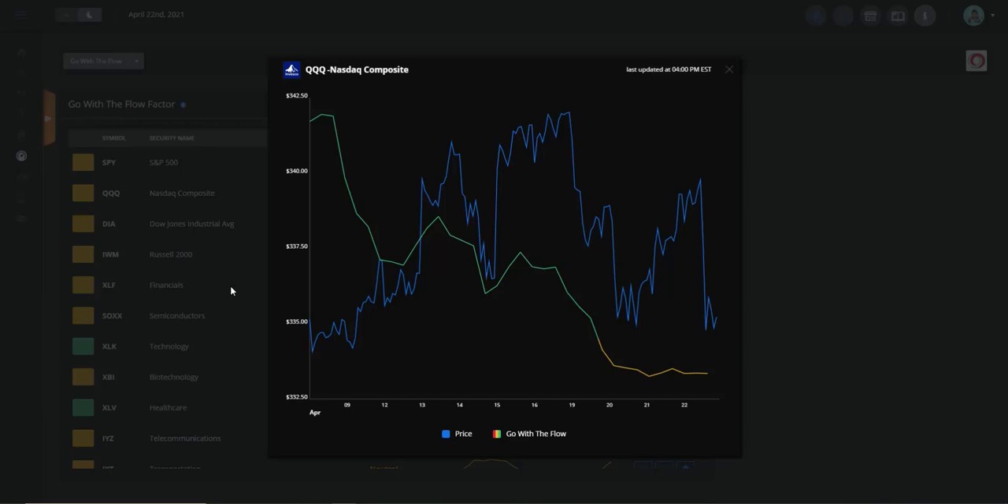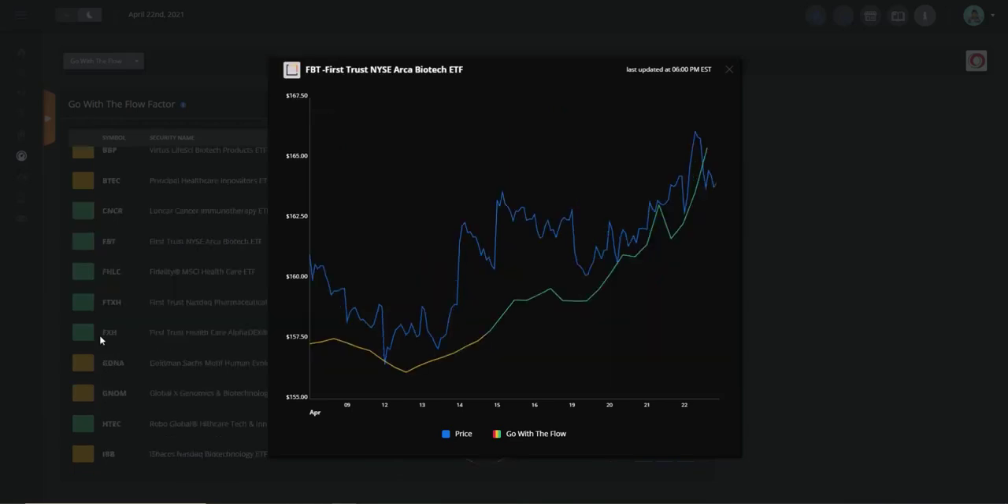I'm showing you examples of short trades, right? It doesn't always necessarily mean that's the case. There are long trade examples. Here, let me show you another one. Here's an example of the First Trust Biotech ETF.